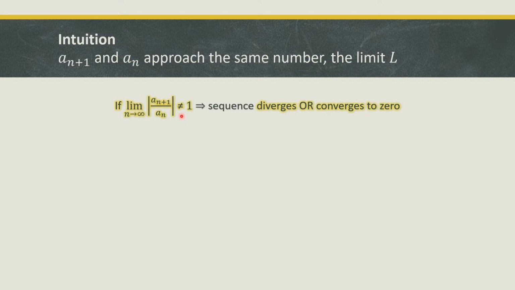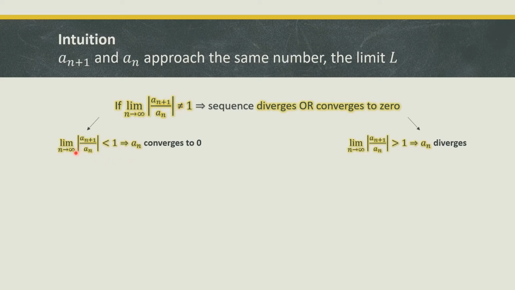To do that, we will notice that this hypothesis, that this limit is not equal to 1, can be broken down into two cases: the case when the limit is less than 1 and the case when the limit is greater than 1. So both cases cover the case when it's not equal to 1.